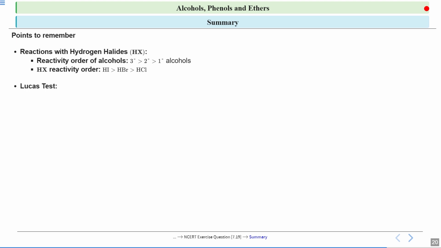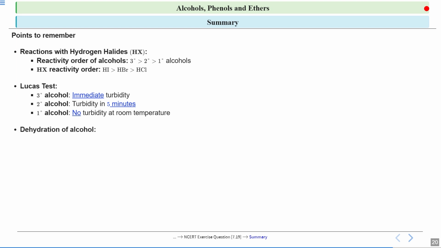So we discussed the Lucas test. In the Lucas test, I told you that it can distinguish between primary, secondary and tertiary alcohol. So tertiary alcohols show immediate turbidity. And the secondary alcohols show turbidity in 5 minutes. It takes some time. While the primary alcohols do not show any turbidity at room temperature. So this is the Lucas test. And Lucas reagent is ZnCl2 plus concentrated HCl.